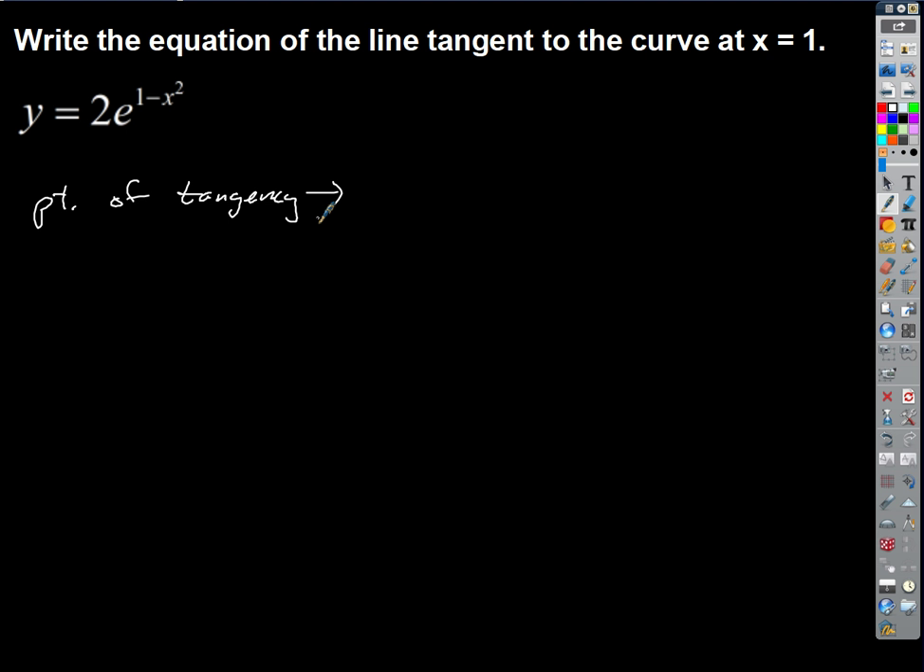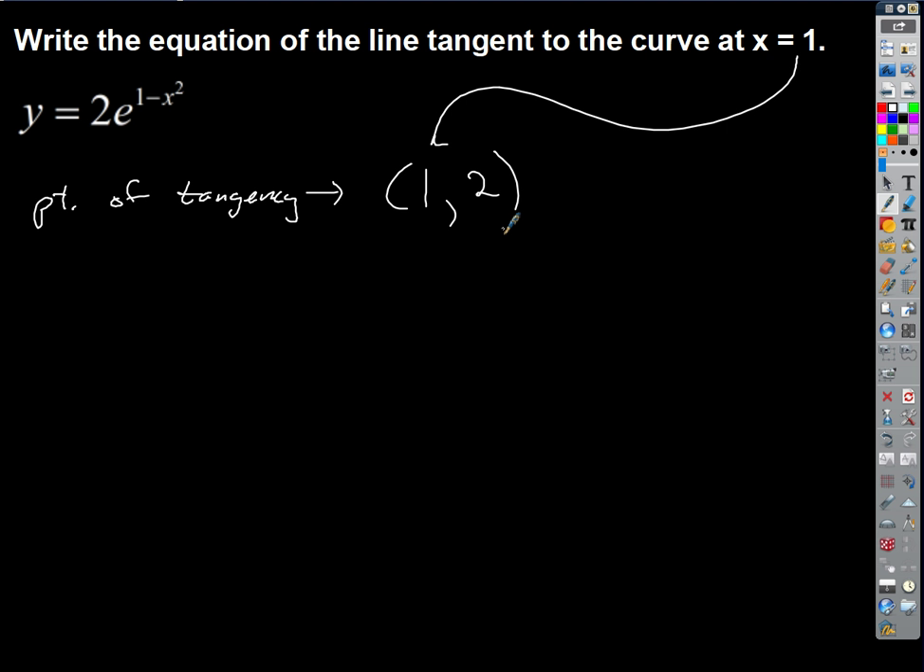What's the x-coordinate of our point of tangency going to be? 1, yeah. And to get the y-coordinate, what would I do? Plug it in. If we evaluate the function when x equals 1, we get 2 times e to the 1 minus 1, e to the 0. What's that? 1. So I just get 2 times 1, which is 2. So there's my point of tangency.